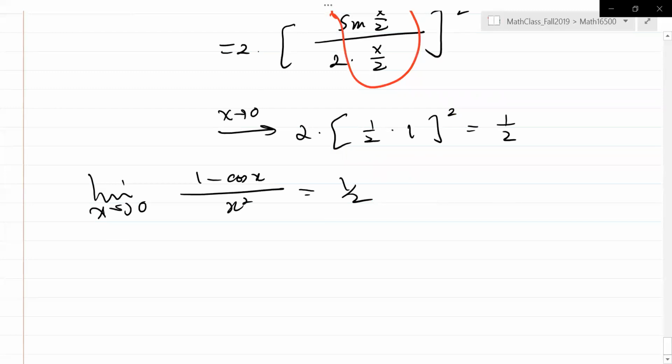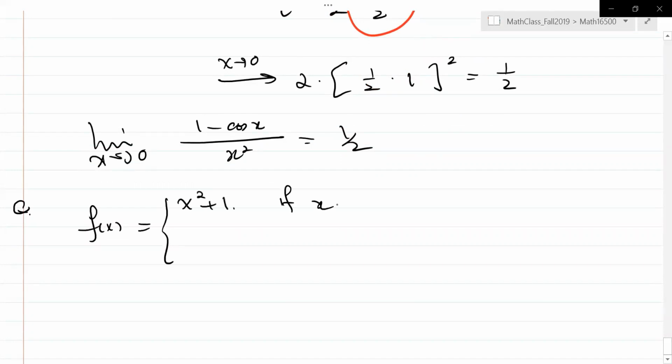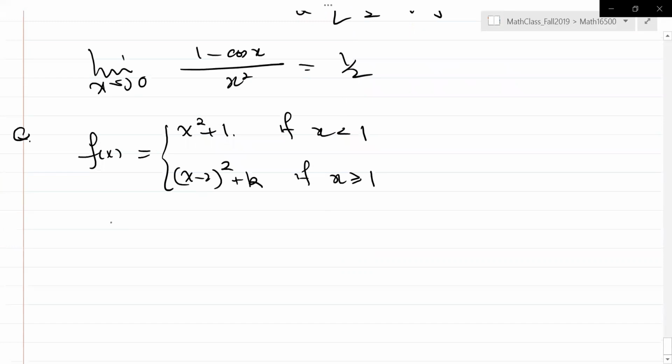Now let's look at some piecewise defined function. The function is defined as x squared plus 1 if x is less than 1, and x minus 2 squared plus k if x is greater than or equal to 1. So the domain of this function is the whole line. It's defined everywhere.